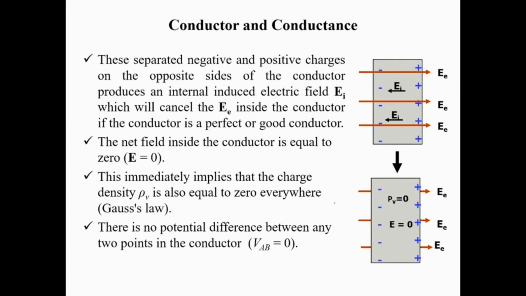So when it is 0, there is no potential difference between any two points in the conductor. For example, this is point A, this is point B. What is VAB? It is 0, because the electric field is 0. When you integrate the electric field, this thing will be 0. This is an important thing you have to take note of, because you will use it later on in the boundary conditions.